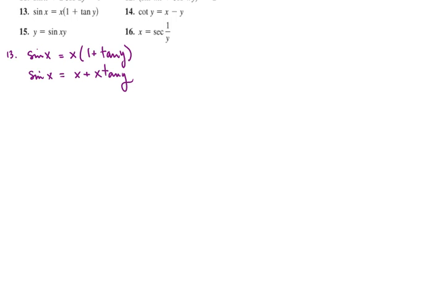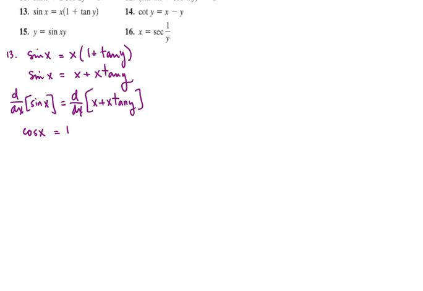Now, I'm not sure exactly what that's going to buy me. I still will need to use the product rule, but at least the product rule will be a little bit simpler. So I've simplified before taking the derivative of both sides. Now I'm going to find the derivative of both sides with respect to x. On the left side, the derivative of sine x is simply cosine of x. On the right side, the derivative of x is 1.